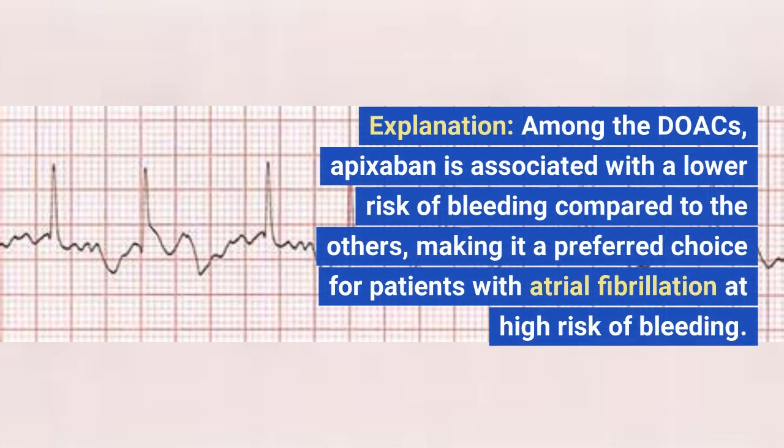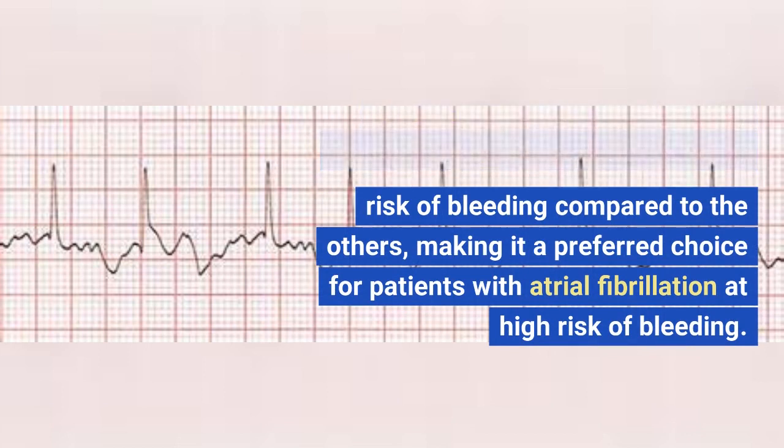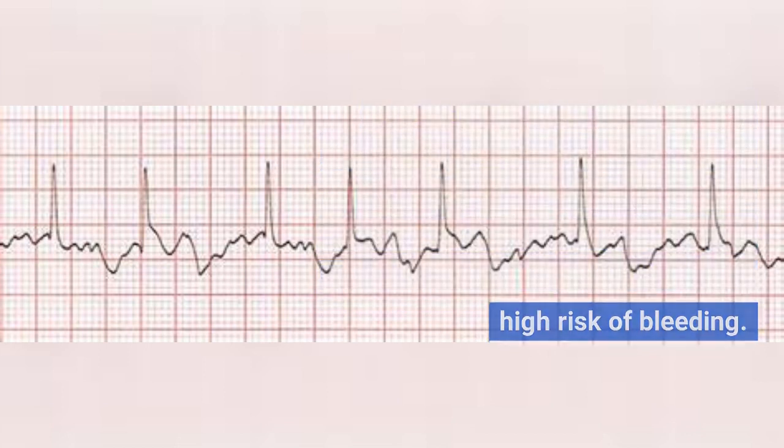Explanation: Among the DOACs, apixaban is associated with a lower risk of bleeding compared to the others, making it a preferred choice for patients with atrial fibrillation at high risk of bleeding.